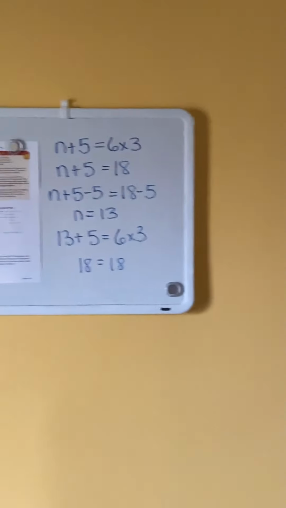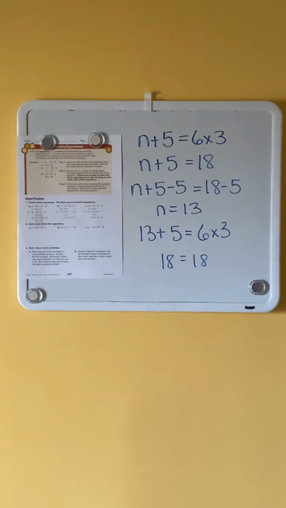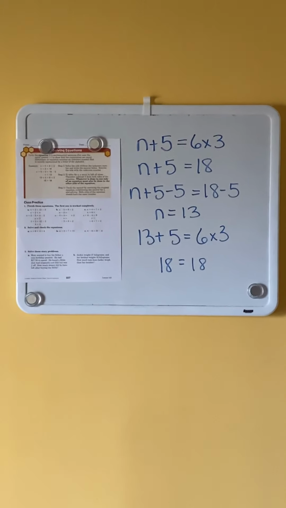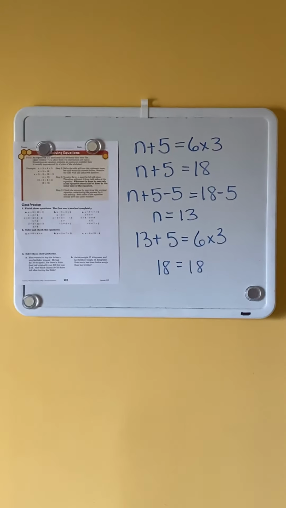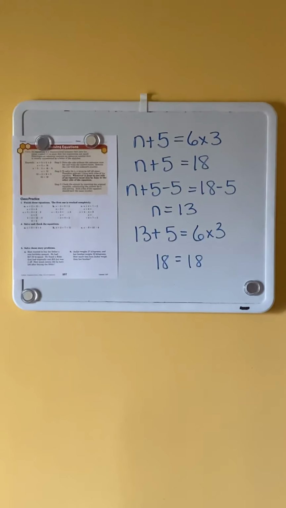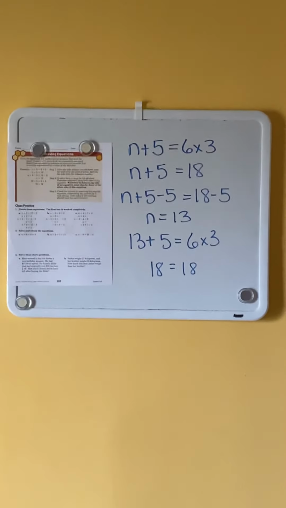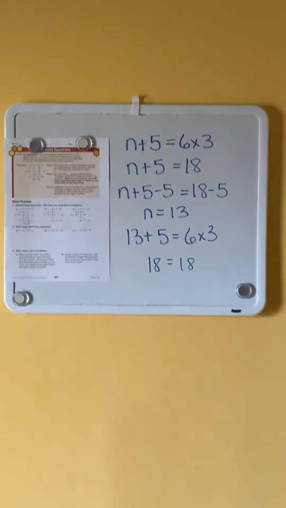So I'm going to read to you the first part. It's actually pages 257 and 258, and it says, an equation is a mathematical sentence that uses the equal symbol to show that two expressions are equal. Sometimes an equation contains an unknown number that is usually represented by a letter of the alphabet.